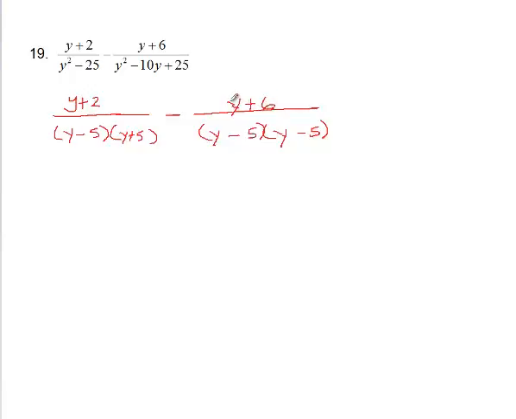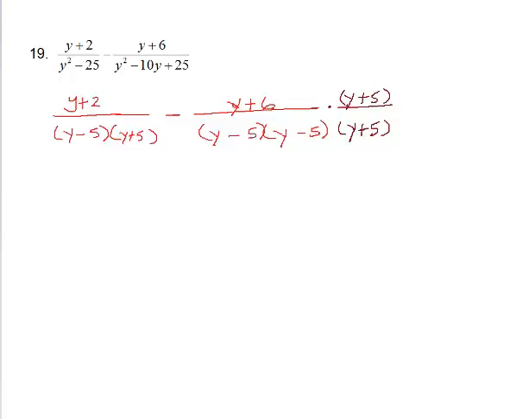Now, when choosing your LCD, you're trying to make the denominators exactly the same. We can see we have a y minus 5 here and a y minus 5 here. However, I have a y plus 5 here, but I don't have a y plus 5 on the other side. So how do I get a y plus 5 over here? Well, I multiply by y plus 5. Now I have a y plus 5 on both sides, but of course, if I multiply the bottom by it, I must multiply the top by it. Therefore, I'm multiplying by 1, which is not going to change the value of the expression, just how it looks.